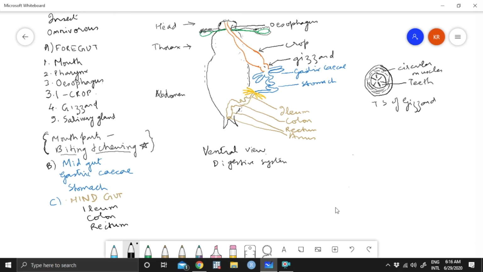So we have a very short pharynx which I have not labeled. Then it is followed by the esophagus. Then the esophagus itself becomes the crop. In the crop, a lot of mucus is given out, which helps to soften the food. Then it goes to the gizzard. A gizzard is like a grinding mill, where the food gets ground into paste.